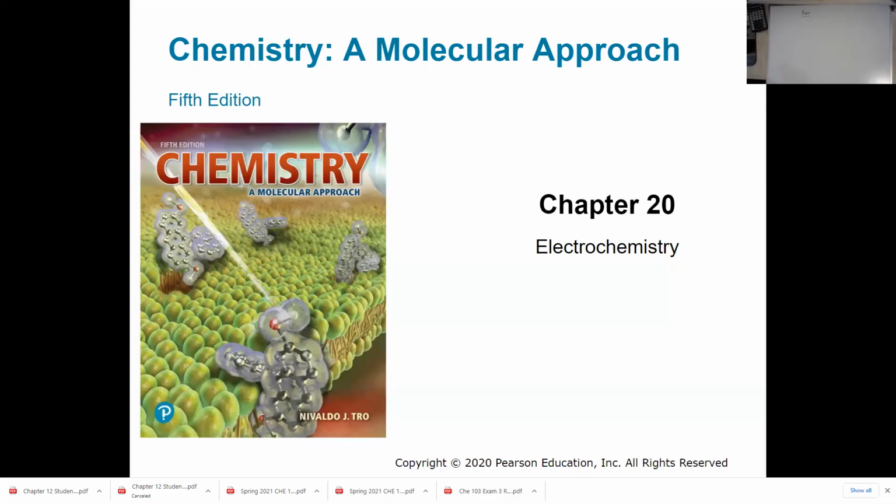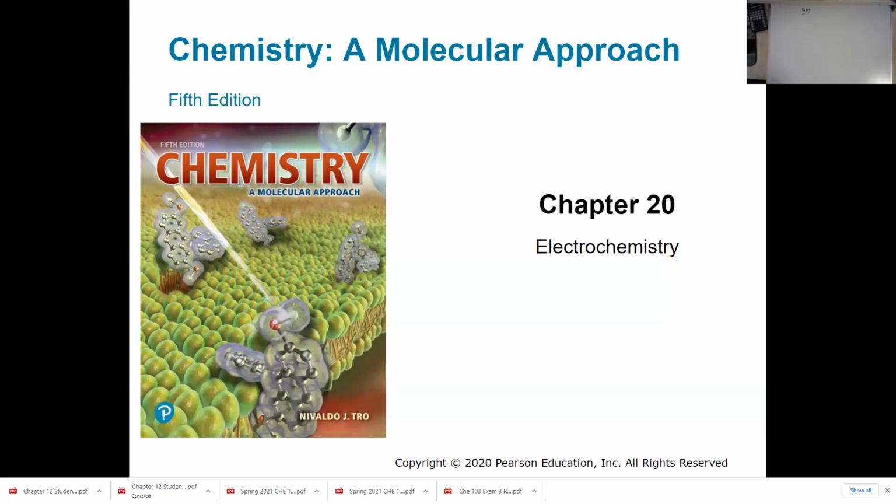Okay, so the next chapter that we're going to cover is chapter 20, which covers electrochemistry. And a big component of this electrochemistry chapter is going to be redox, the oxidation and reduction reactions that we looked at a little bit in earlier chapters, but we're going to cover it much more fully here.